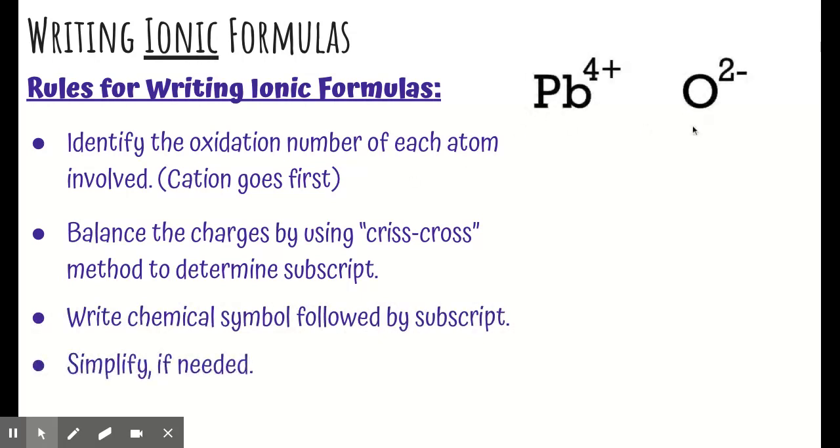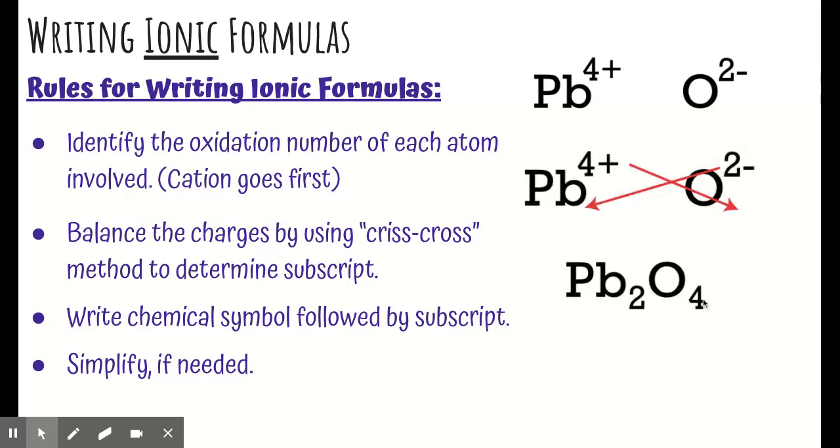So this is a good example here. We have lead. In this case, we know lead counts as a transition metal. For this example, we must have been given this charge. So this charge for lead is going to be +4. And then oxygen has a charge of -2. I got this from the periodic table. You're going to crisscross those charges and then write the subscripts with the elements.